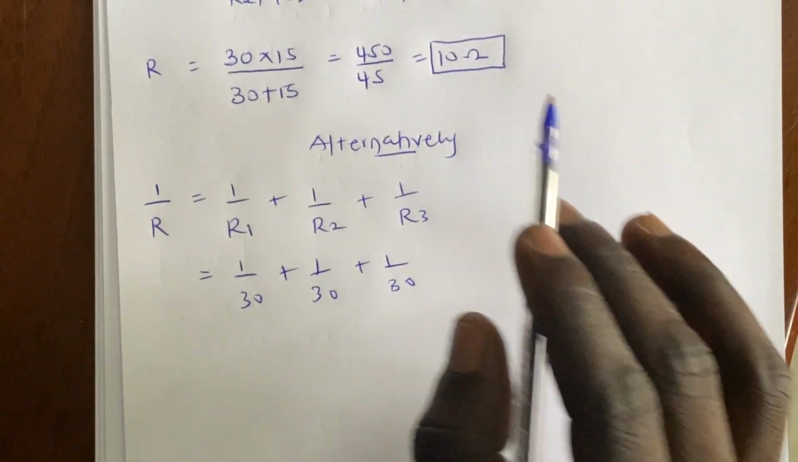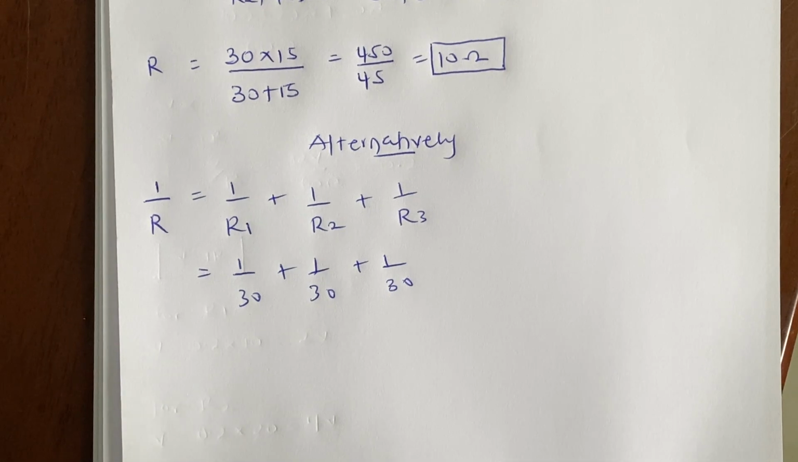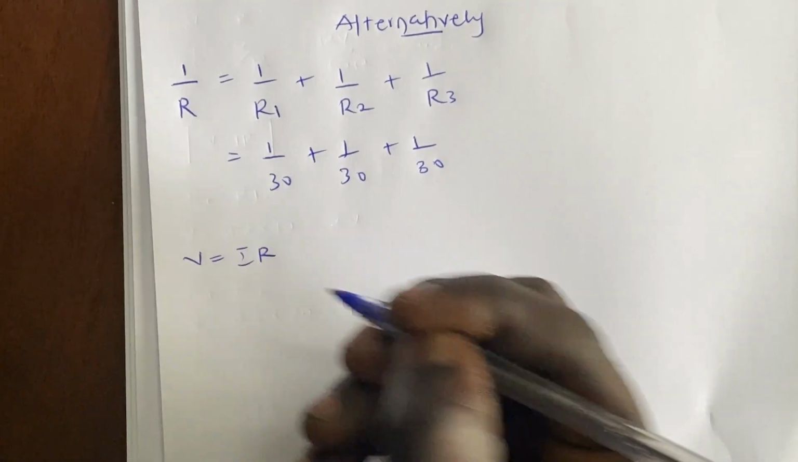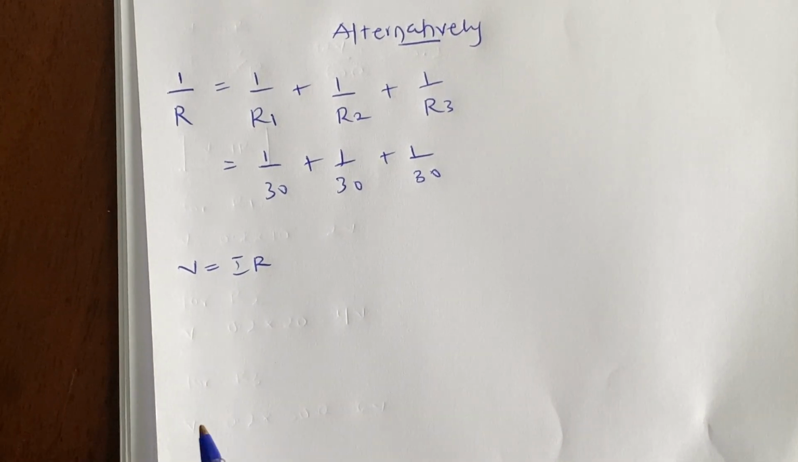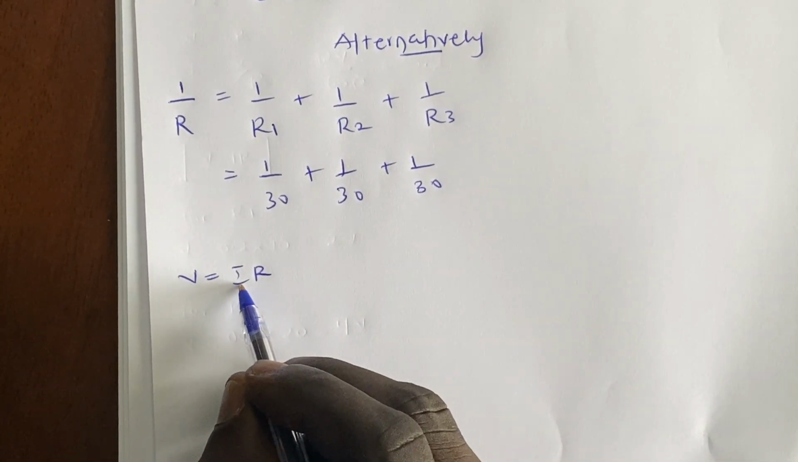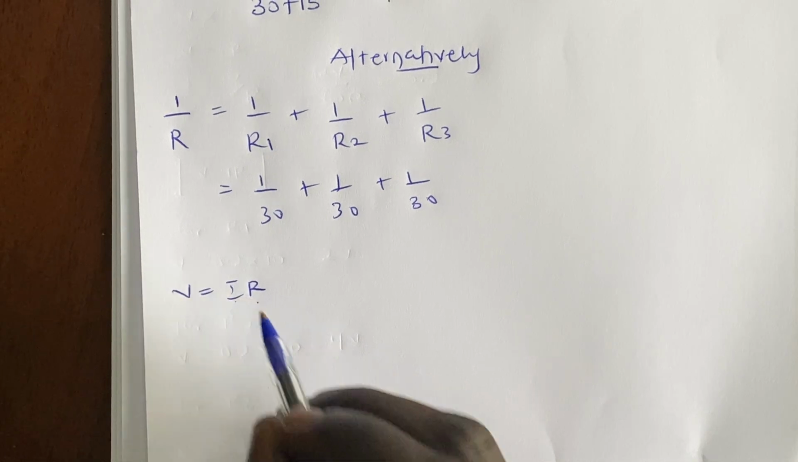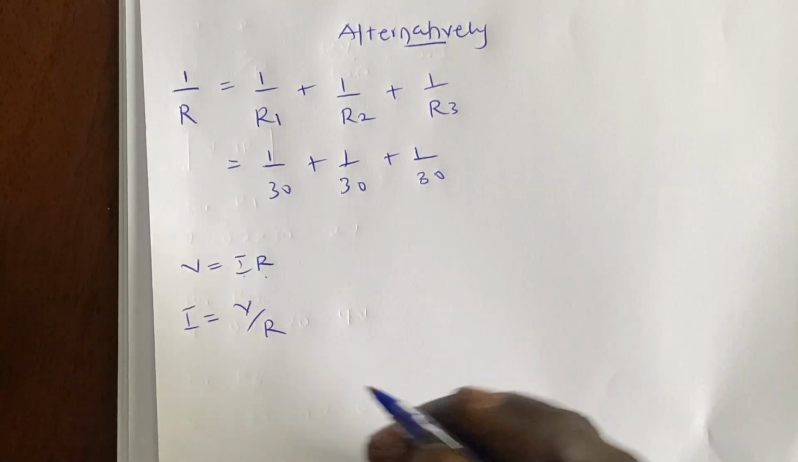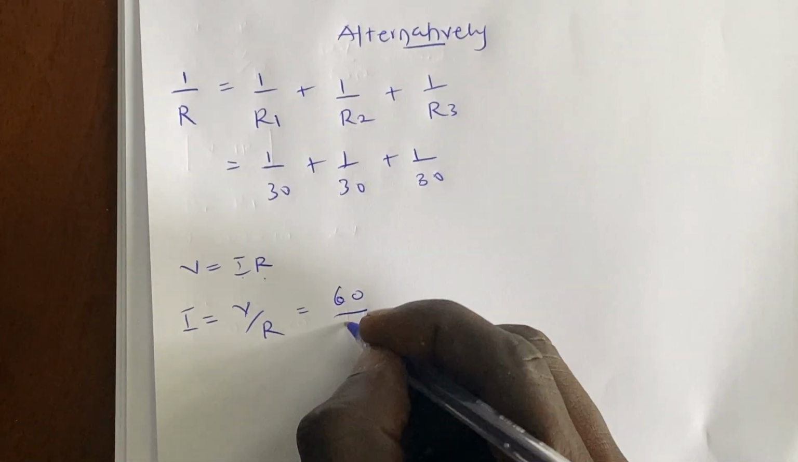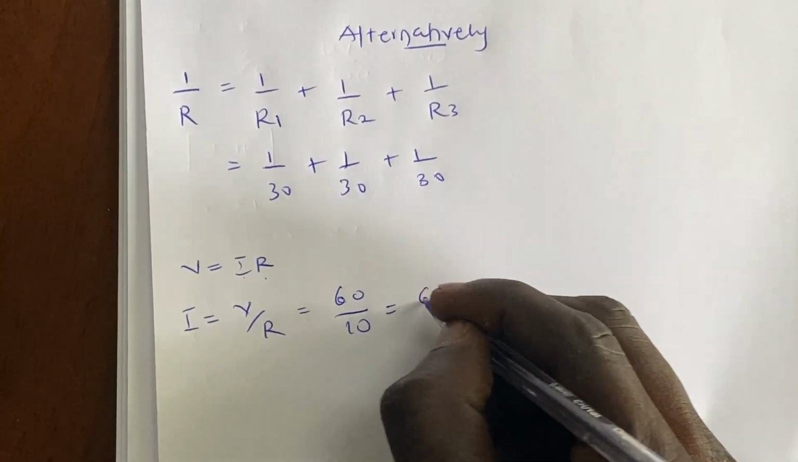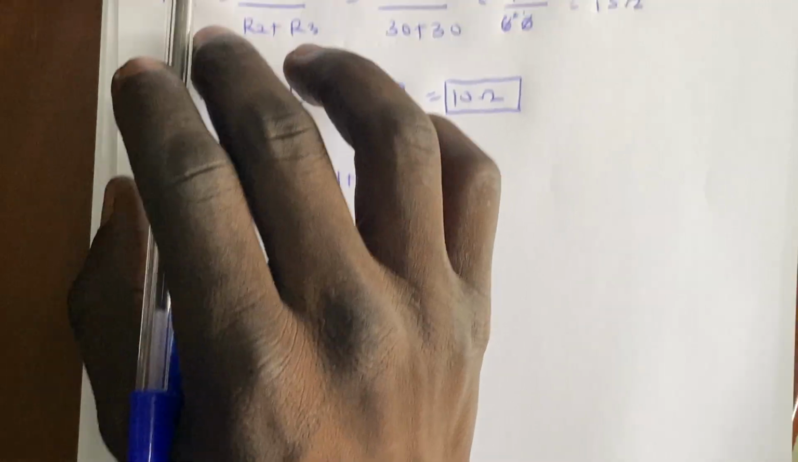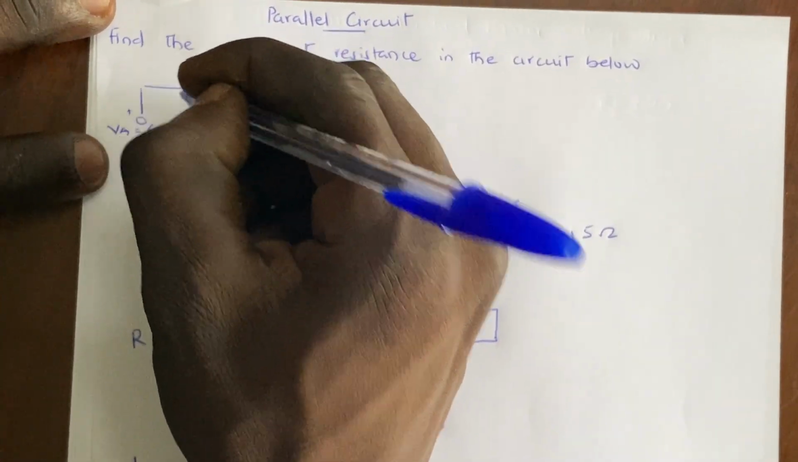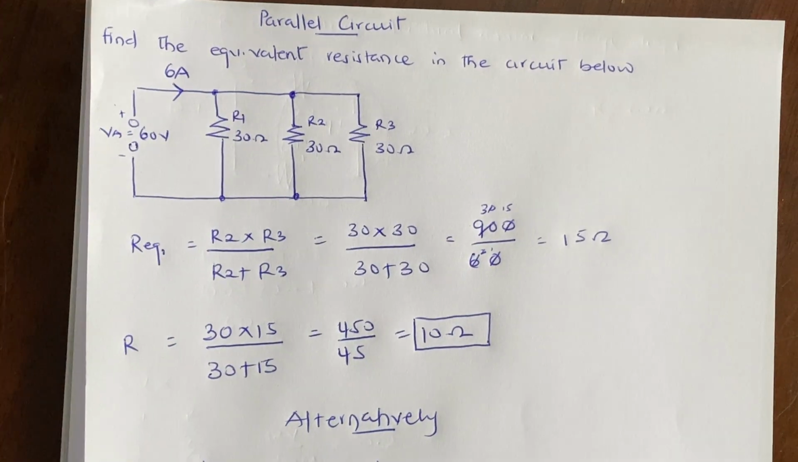Now we have to find the total current that flows through the circuit. We know from Ohm's law that V is equal to IR, right? Our voltage has been given as 60, and we don't have our current, but we know our resistance. So we make I the subject and get I equals V over R. We are getting 60 over 10, so our total current is 6 amps. It means the current flowing through this is 6 amps, right? So the current here is 6 amps.